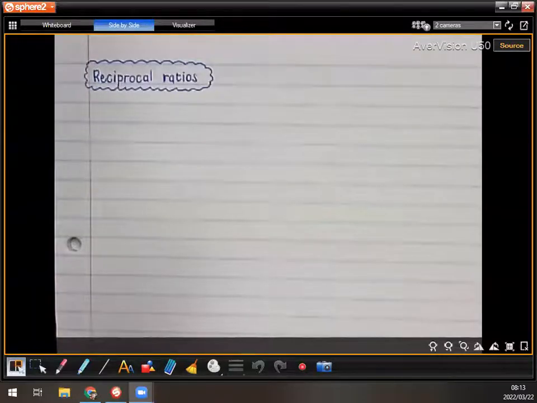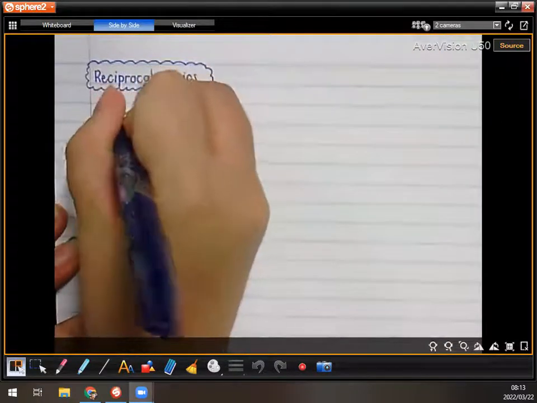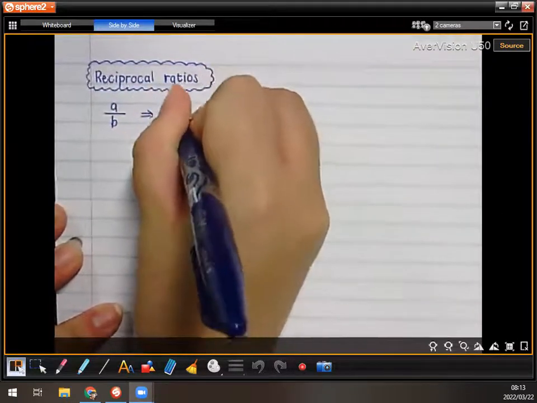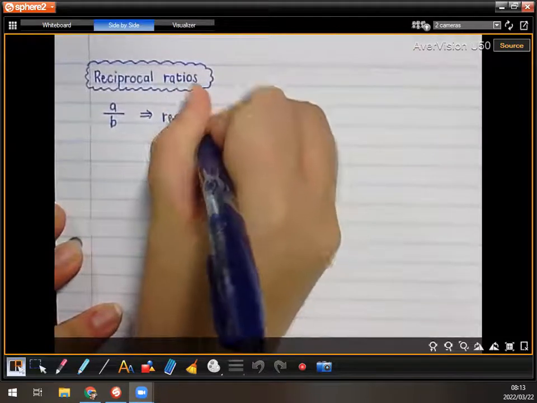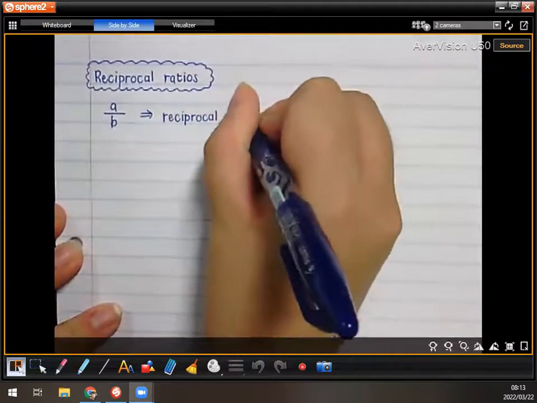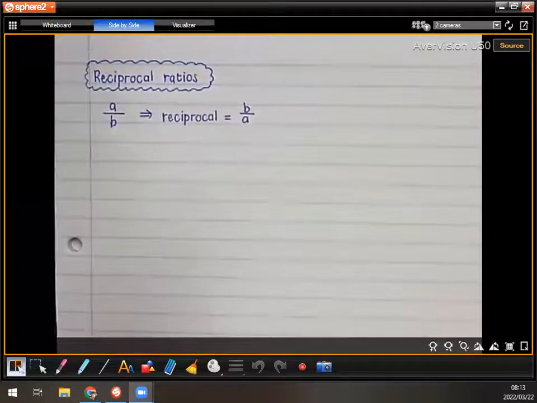Okay, so for example, if your fraction is A over B, then the reciprocal is going to be B over A. Right, that's what the word reciprocal means. So the other day we learned three trig ratios. We're now going to learn the reciprocals of those ratios.